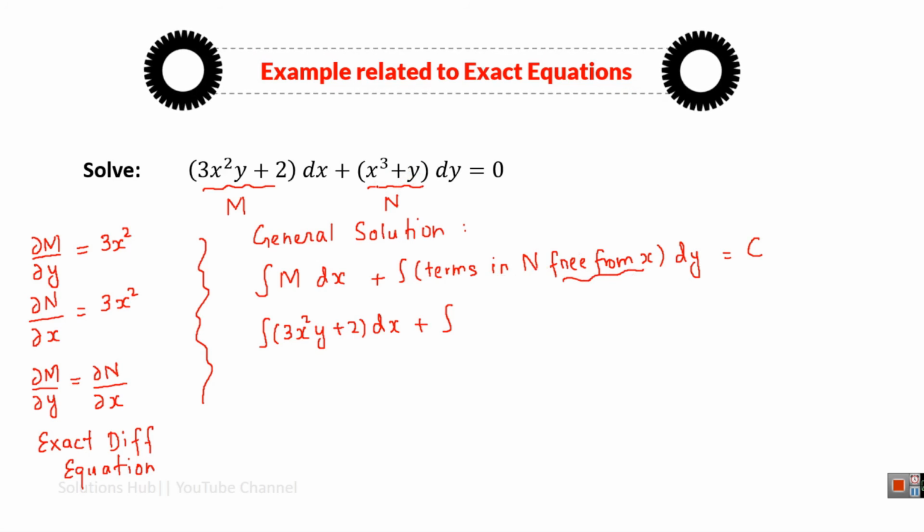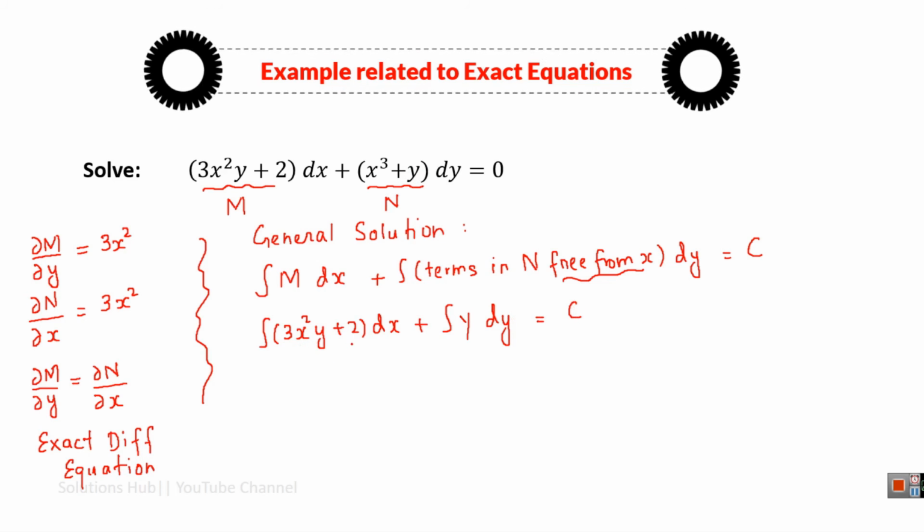So this particular function N has two terms here. Here we have x cube, which is obviously not free from x. So the term free from x is only y, so we have to write y here. So the only term that is free from x in the N function is y, so I am writing down y here. Then we have the differential of y, and that equals some constant c.